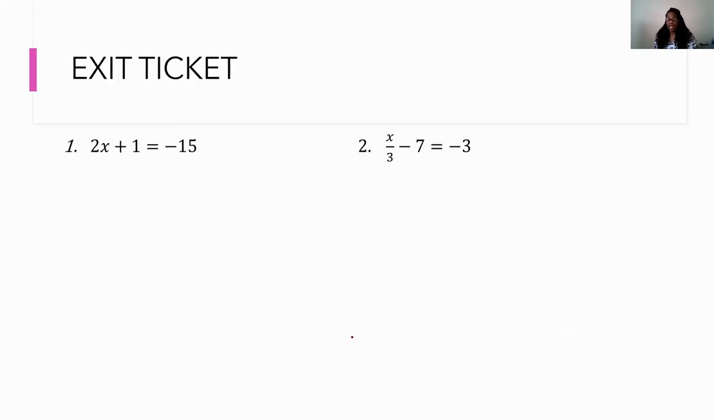So for this time, your exit ticket is 2 problems. 2x plus 1 is equal to negative 15. And x over 3 minus 7 is equal to negative 3. So do as best as you can with those 2 problems, submit it, and just like always, come back and check to see, did you get it right? Do I need more practice?